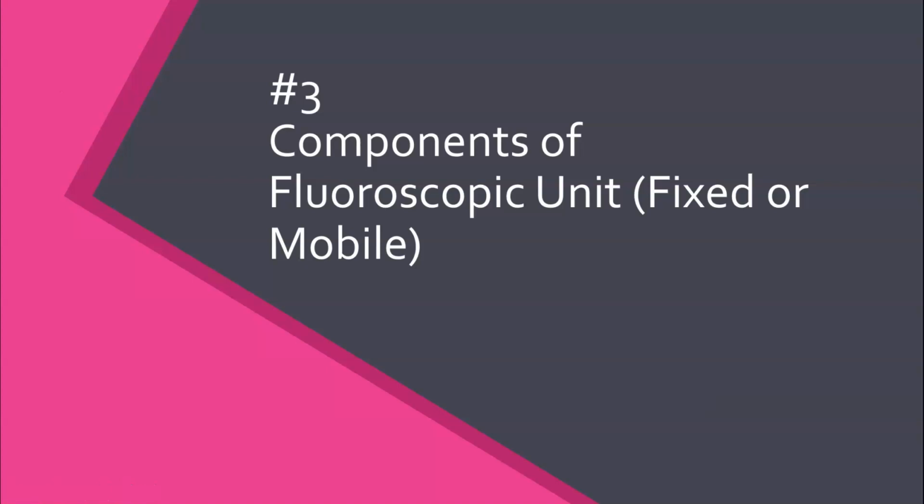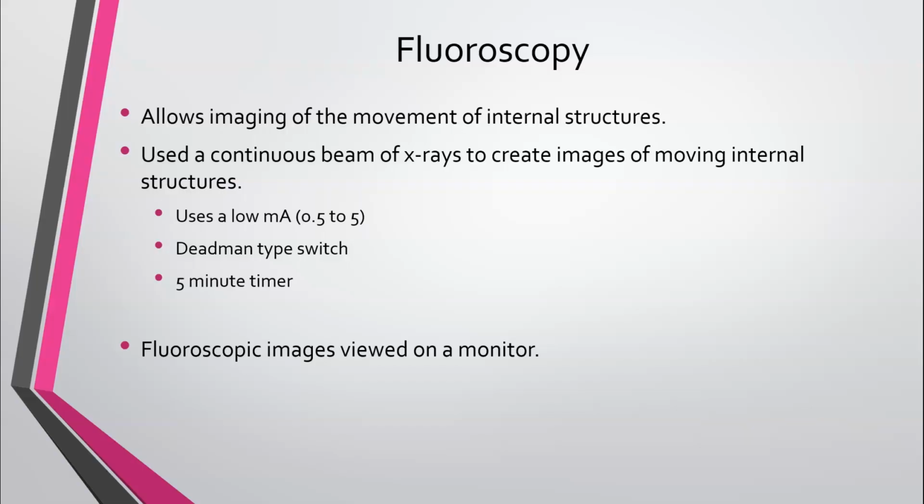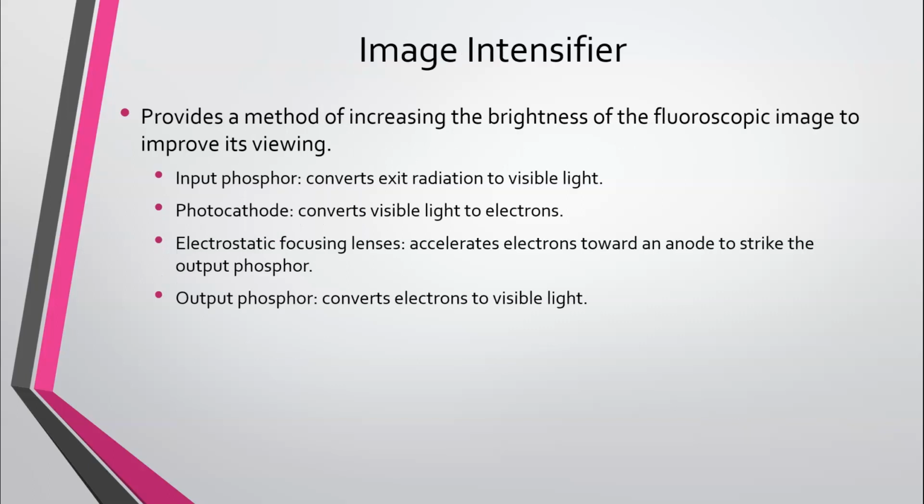All right, let's jump into fluoro. Fluoroscopy allows imaging of the movement of internal structures. It uses a continuous beam of X-rays to create images of moving internal structures, and uses a really low mA of 0.5 to 5. It has a dead man switch, so if you let go of the switch, it stops exposing. It's required to have a 5-minute audible timer on it. Fluoroscopic images are viewed on a monitor.